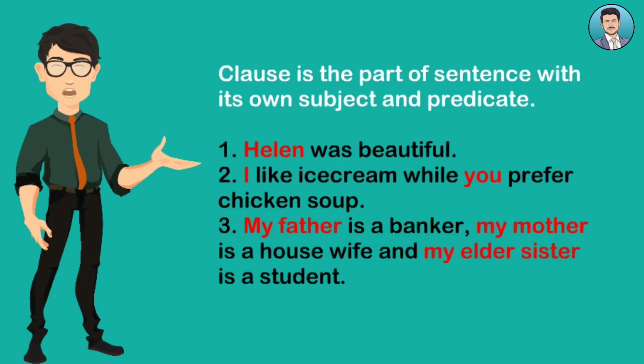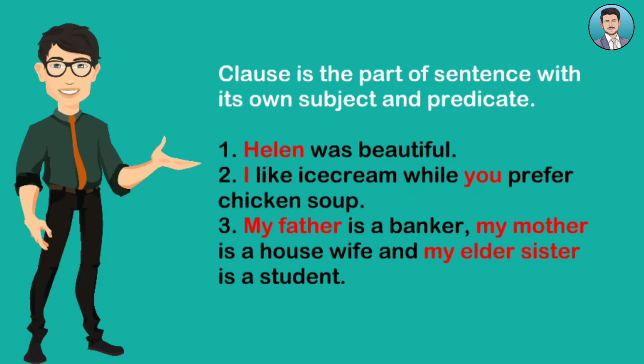Now let us look at our second example. I like ice cream while you prefer chicken soup. As you can see, I is the subject and like ice cream is the predicate. But in the next part of the sentence, while you prefer chicken soup, while is the conjunction, you is another subject, and prefer chicken soup is the predicate for you. So in this sentence we have two subjects and two predicates, hence two clauses.